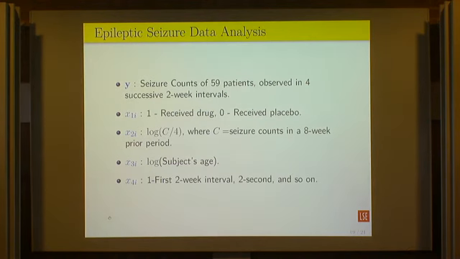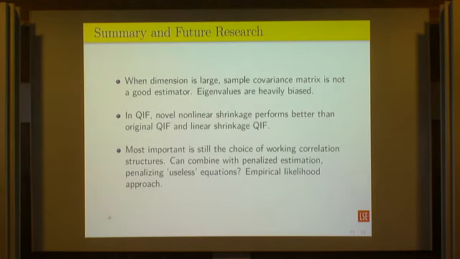So let me give you some take-home messages. That's the important bit. When the dimension is larger, the sample covariance matrix is not a good estimator, so eigenvalues are heavily biased. And this situation is actually bad for the QIF analysis.